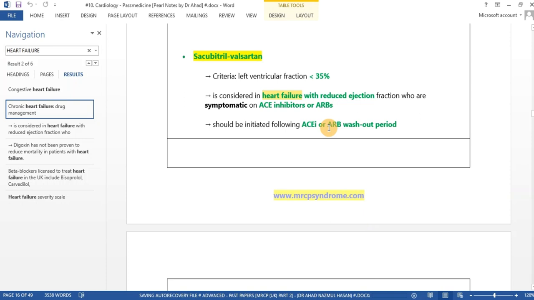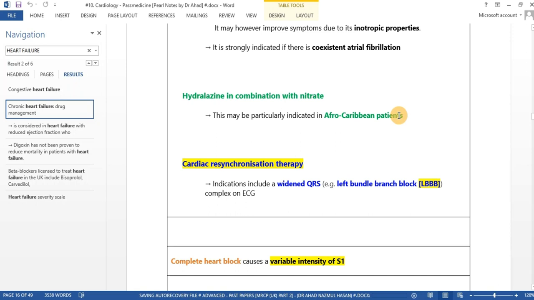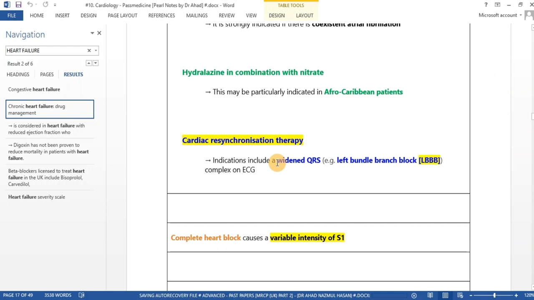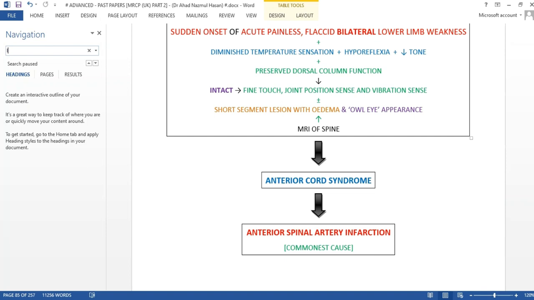And in Afro-Caribbean patients, go for hydralazine plus nitrate combination. And if there are any features of widened QRS complex, left bundle branch block or heart block, then we should go with cardiac resynchronization therapy. So there are two strict criteria to go with ivabradine.